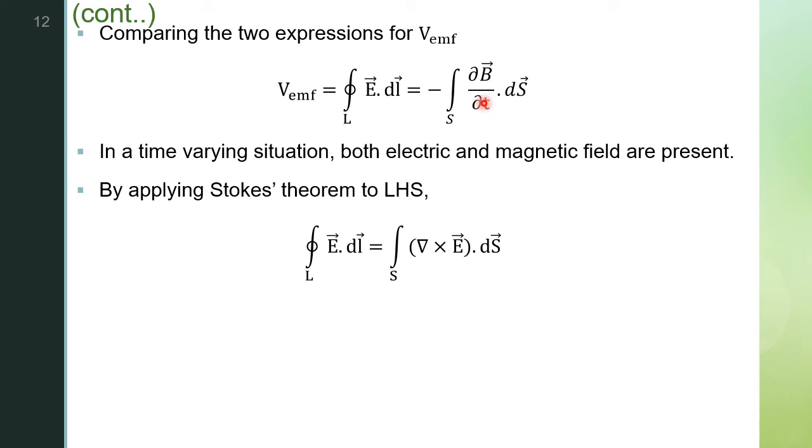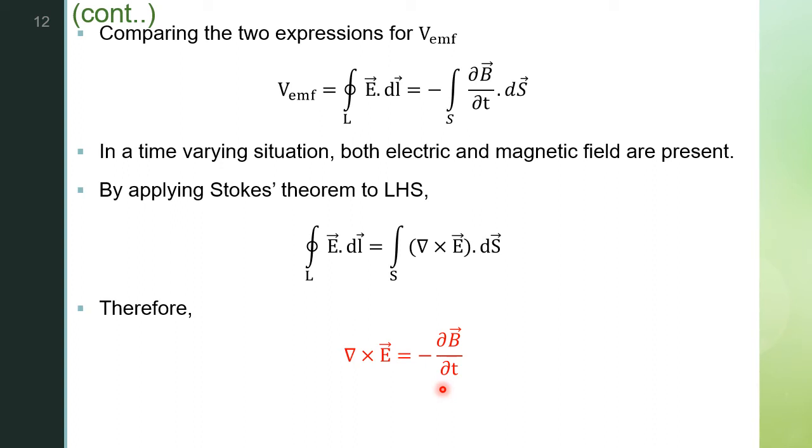Considering the left hand side, the closed integral over L, according to Stokes' theorem, the closed integral over a path can be equated to the surface integral of the curl of the field. So this closed integral over L of E dot dl can be equated to the integral over S of del cross E dot ds. That is, this integral is replaced with the surface integral of the curl of the field. Substituting this back into the expression, comparing the two equations, we get del cross E equal to minus dou B by dou t.